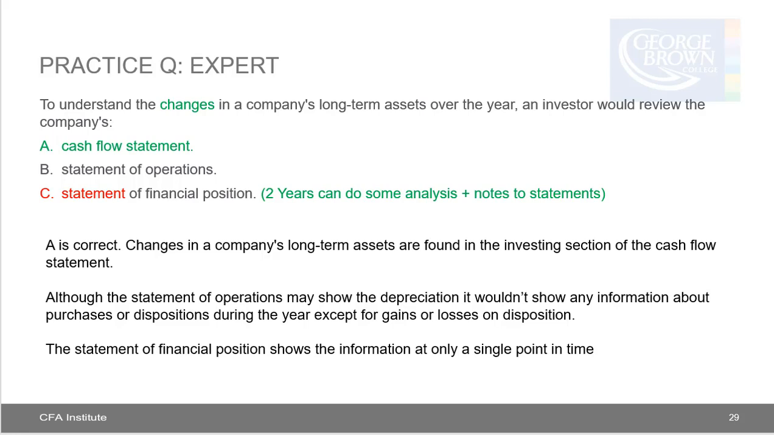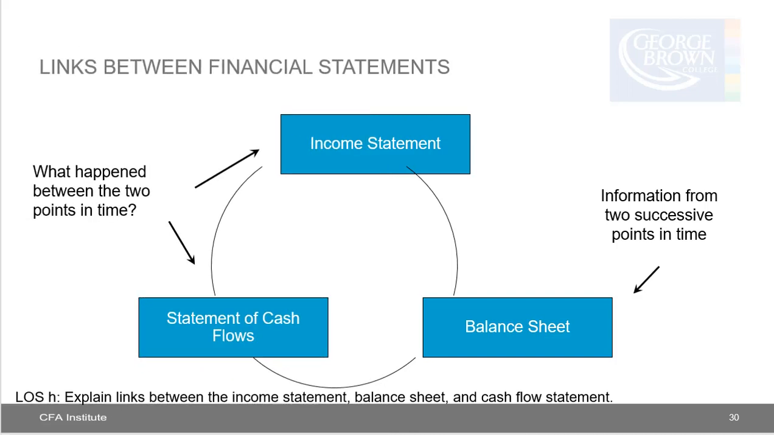No, changes over the year. The cash flow statement is for the year. The income statement is for the year. The balance sheet is as at a specific day. Not too difficult. Learning outcome statement H is explain links between the income statement, balance sheet, and cash flow statement.